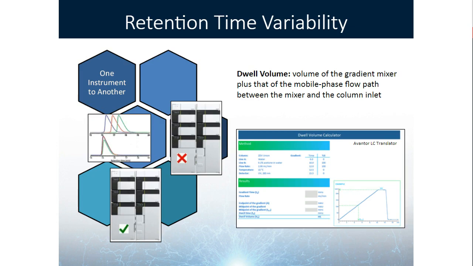So next I want to talk about retention time variability from one instrument to another. Typically when I see this, you want to look into your dwell volume, which is the volume of the gradient mixer plus that of the mobile phase flow path between the mixer and the column inlet. There's a lot of calculators online these days. This one on your screen is from Avantor. But if you're transferring methods from one instrument to the other, or just trying to repeat an application on a different instrument, and you're getting some retention time variability, you may want to calculate the dwell volume and make sure that these are the same.